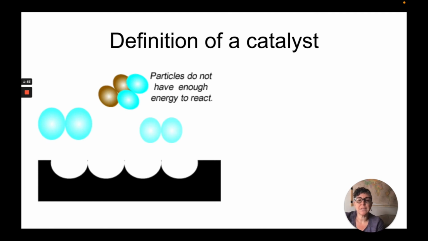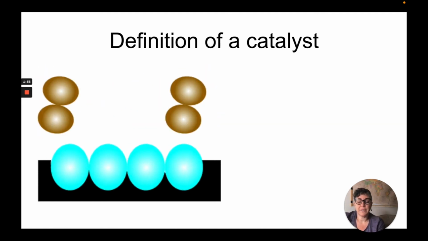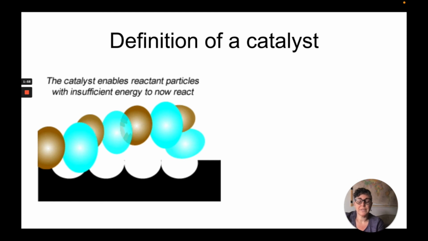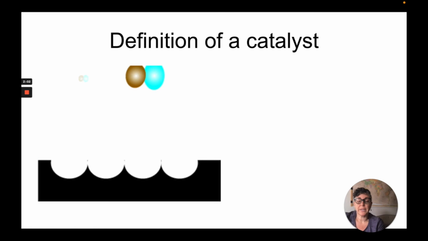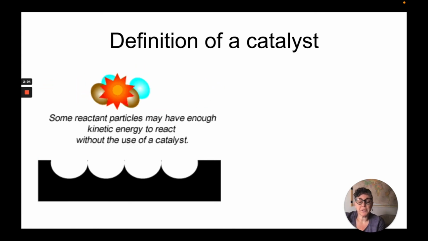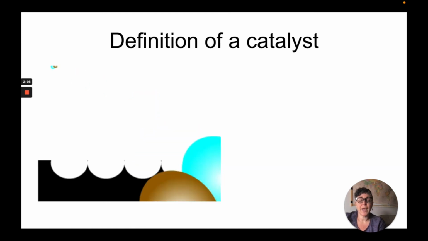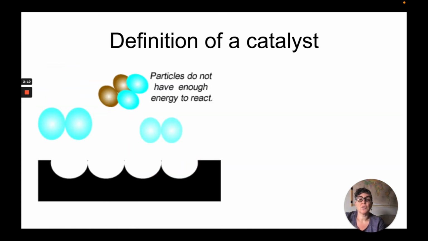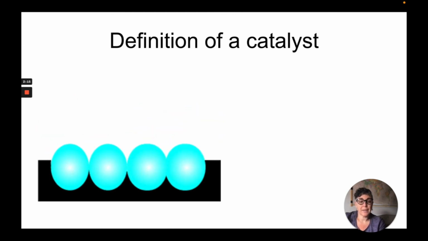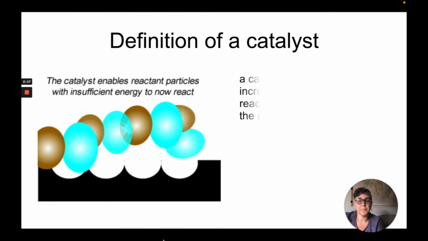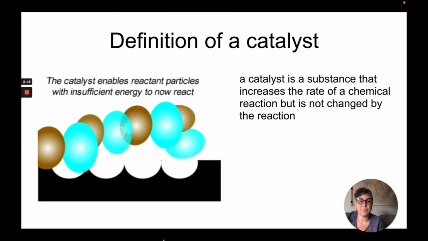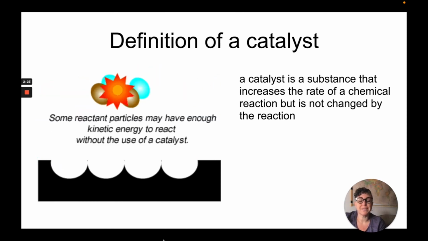So what is an actual catalyst? Well, a catalyst is going to affect a chemical reaction where there is not enough energy for the reaction to actually start. And so what it's going to enable the particles or the reactants in the chemical reaction to do is to have enough kinetic energy so that the reactants can interact with each other and the chemical reaction can then occur.